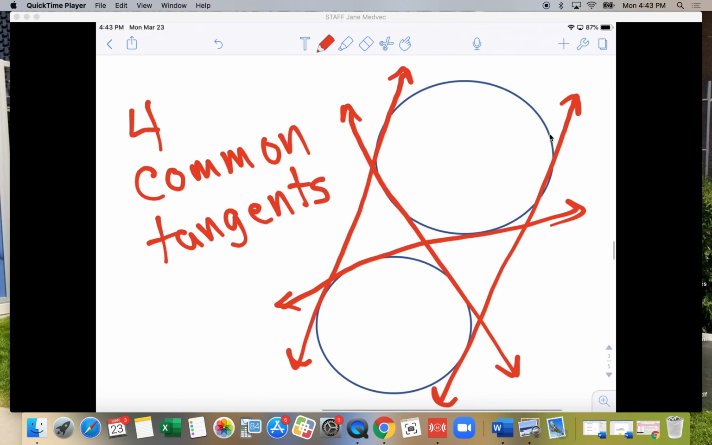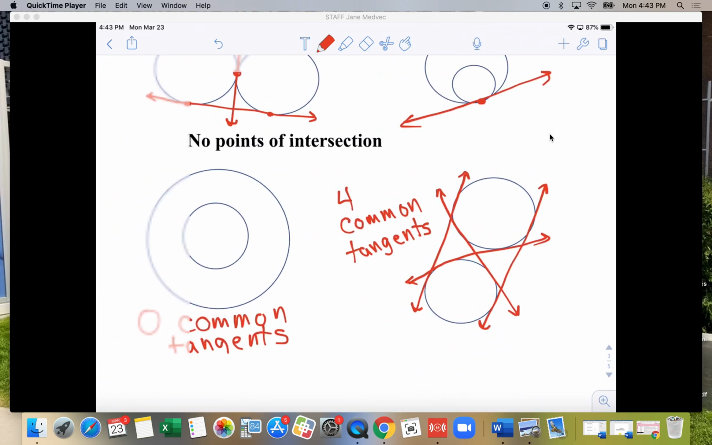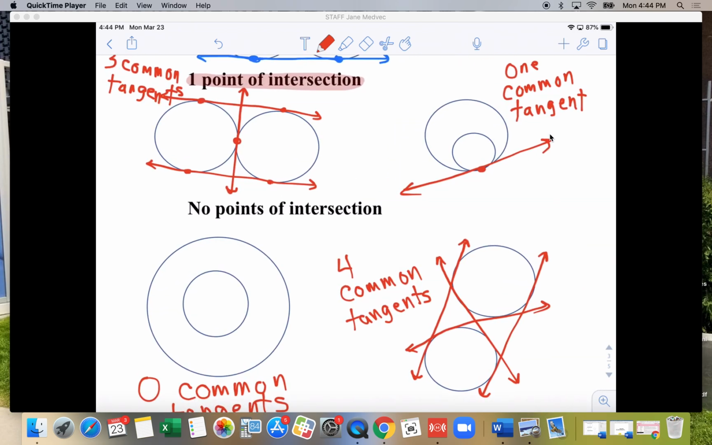So again, tangent lines touch the circle in only one spot. And so if I've got two circles and I need a line to touch both of them without going through them, that's a common tangent. So these are some things that you're going to want to take a look at. If you have questions, let me know. It will be on quizzes. It will be on tests. So just kind of a heads up on that.